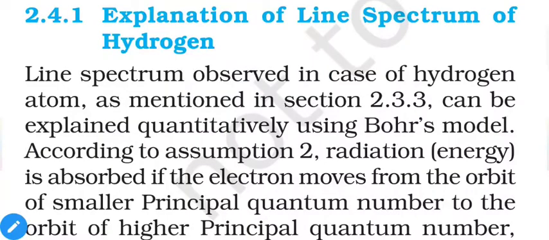Now the line spectra observed for hydrogen can be explained using Bohr's model. According to the second assumption, radiation is absorbed if an electron moves from an orbit of smaller principal quantum number to an orbit of higher principal quantum number. That means if an electron is present in the first principal quantum number or first orbit, it will have comparatively less energy, and when it wants to move from low to high, let us say into the second orbit, it needs to absorb energy, otherwise it cannot move.